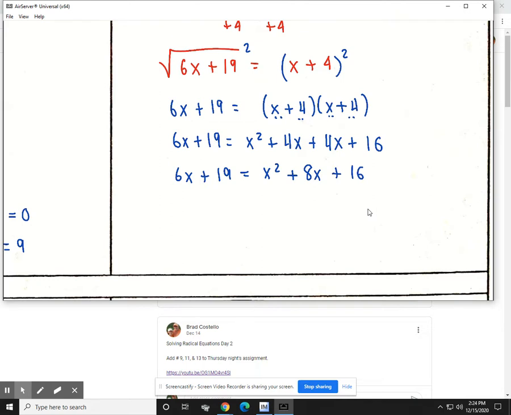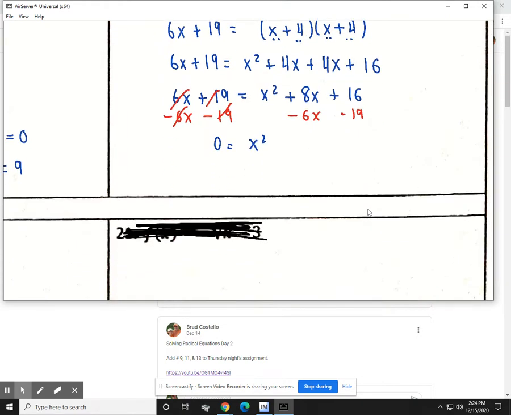I'm going to move all this stuff on the left side over. So I'm going to subtract 6x from the 8x because they're like terms. I'm going to subtract the 19 from the 16 because they're like terms. And that's going to help me load everything on one side. So I'm left with x squared. 8x minus 6x is positive 2x. And 16 minus 19 is negative 3.